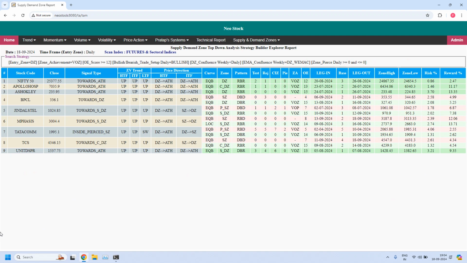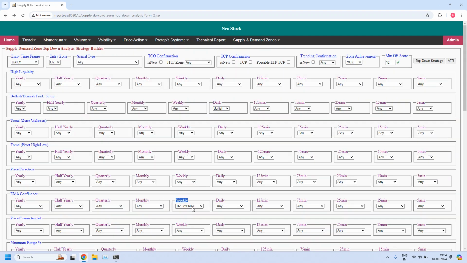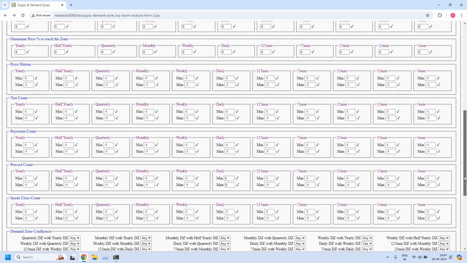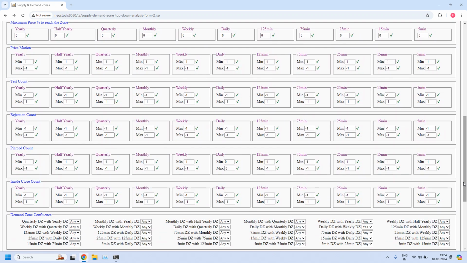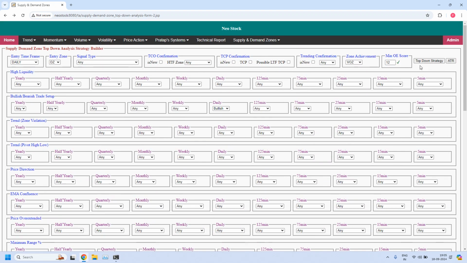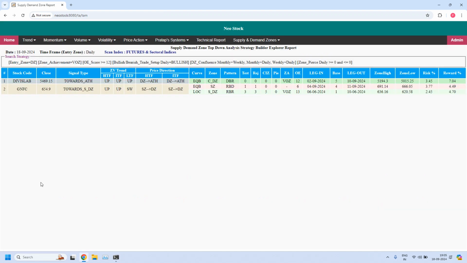Okay, in the next set of reports, we will look for LTF, ITF and HTF demand zone confluence. So I am removing the EMA filter. LTF, ITF and HTF means daily, weekly, monthly demand zone confluence. Already we enabled daily demand zone with weekly demand zone confluence. I am also setting daily demand zone with monthly demand zone confluence, and weekly demand zone with monthly demand zone, and enabling the filter. Now let's verify. So 2 stocks are filtered.